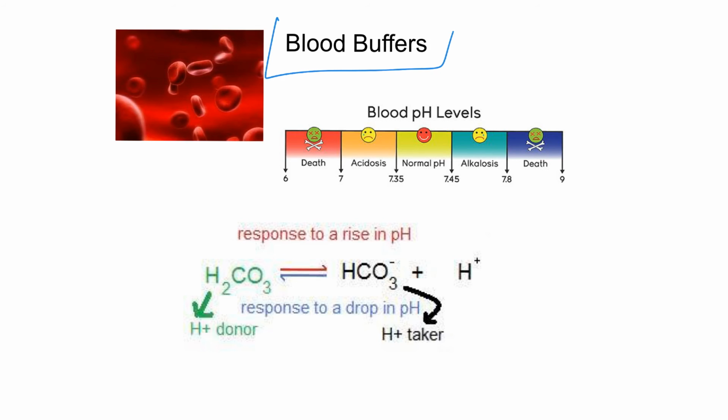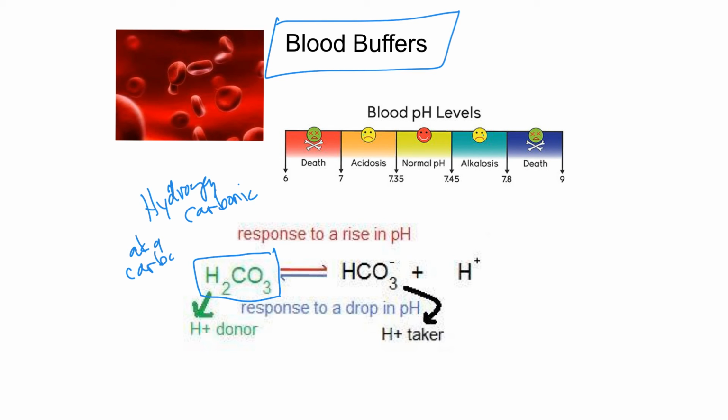So it shouldn't surprise you that blood has buffers in it, all right? And one of the most important buffers in blood is hydrogen carbonate, also called carbonic acid, aka carbonic acid. Technically, if it's in water, which of course this is, because it's in a living thing, it is called carbonic acid, all right? So let's take a look at this, okay? Remember, this means it's going to go both ways, right? It's reversible, because it's a weak acid. So let's take a look at what this does, okay?